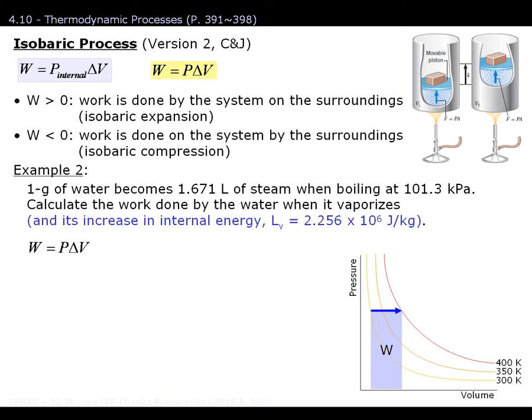So this time around, we need to take the formula and treat it as positive, as we're finding out the work conducted by the gas onto its surroundings, and the final answer should be positive.